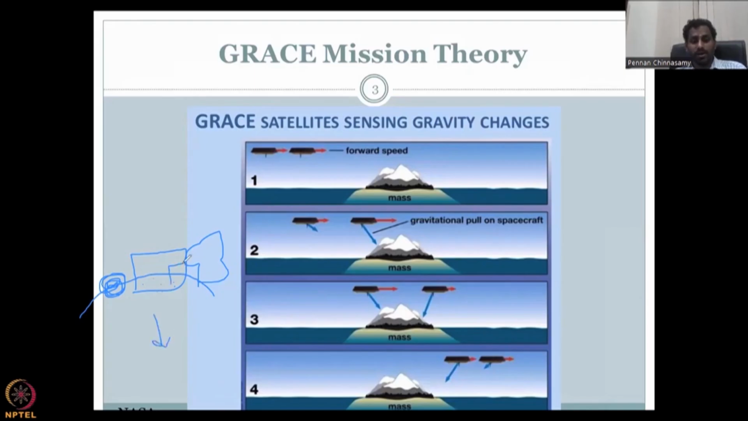And if there is a pump which is pumping groundwater from the aquifer into the agricultural fields, then mass is lost. You are losing groundwater mass. When you pull water out, the weight of water is lost. And this can be accurately estimated by GRACE.